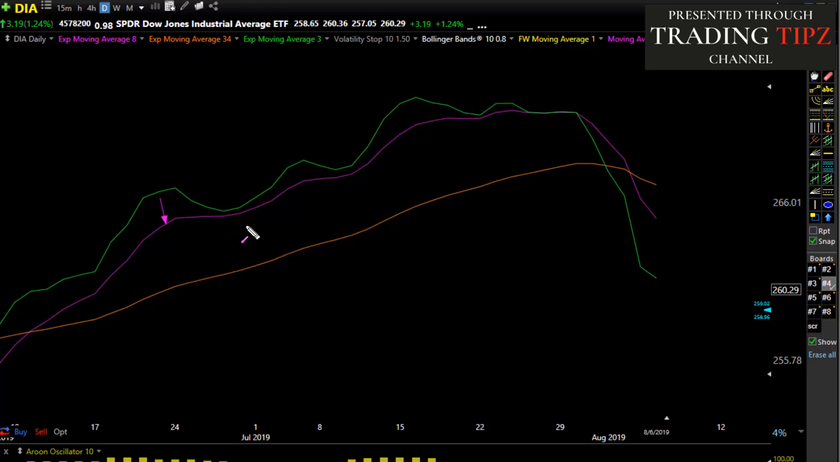And you can see the same thing when we get that amplitude change between the 8 and the 34, or the 3 and the 8. We get this really wide separation. And then we get that reverse move coming in. Profit taking, buying. Okay. And that process repeats itself over and over and over.